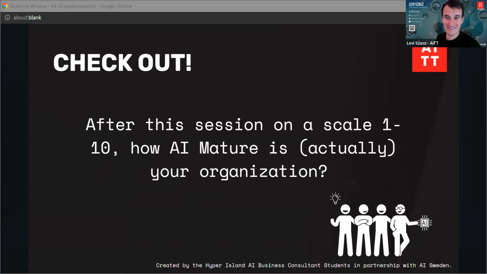And I want to go back to the first question. So the checkout question, we'll do the same thing right in the chat. After this session, after Anders' presentation, on a scale of 1 to 10, how AI mature is your organization, really? Just whenever you're ready, type in the chat and hit send. Let's see. Some lower numbers now. A bit lower numbers, yeah. Victor is pessimistic or realistic.